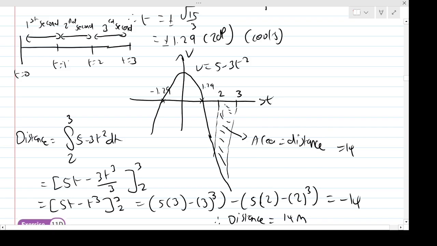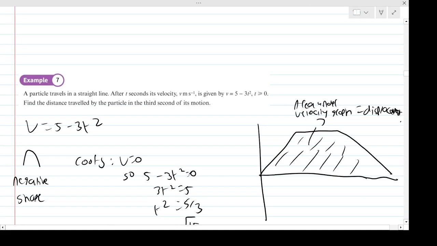Now if it asked for the displacement, that would just be minus 14, and that would be correct. But remember, distance is always positive, so we need to flip that to a positive. The displacement can be negative. So I'll make a point here to say the distance is 14, but the displacement in the 3rd second would be minus 14. So it might be going backwards by 14 meters, in the negative direction. But the question wanted distance, so I need to make it positive.